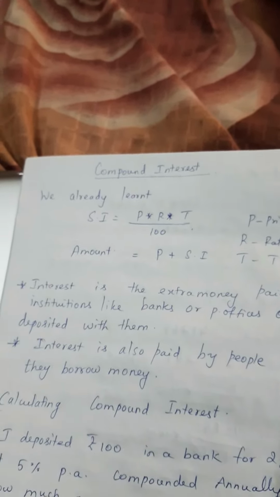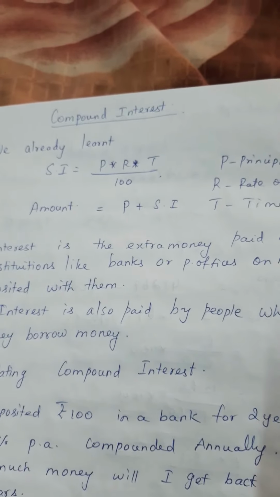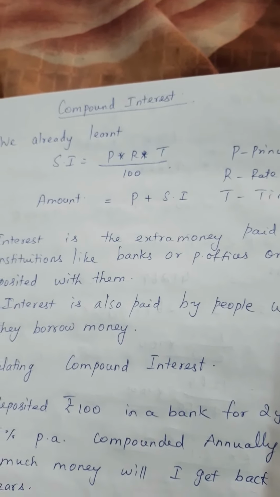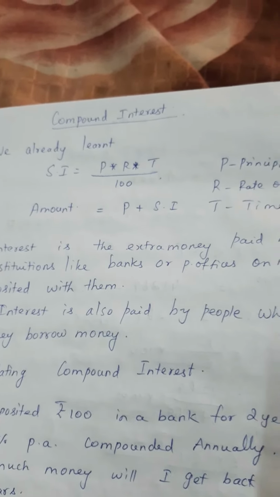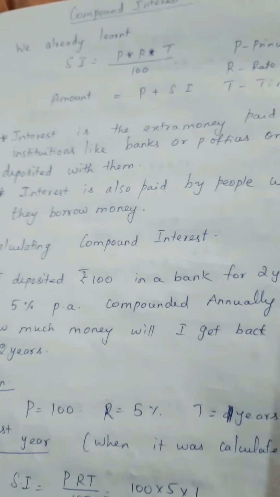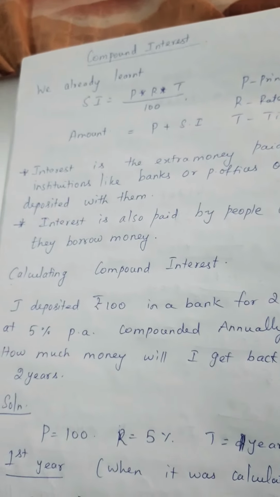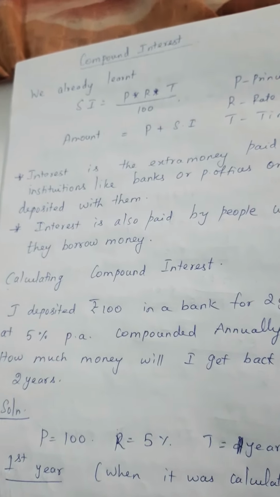So, if you are depositing money, we are getting some extra money from the bank or post office, which is known as interest. Similarly, if you are borrowing some amount from the bank or post office or some other institution, you have to pay some extra money. If you borrow 100 rupees, when you return it, you have to pay some more money with that. That extra money is known as interest. Okay, calculating compound interest. Simple interest we studied already last year. Now we are going to learn how to calculate the compound interest.